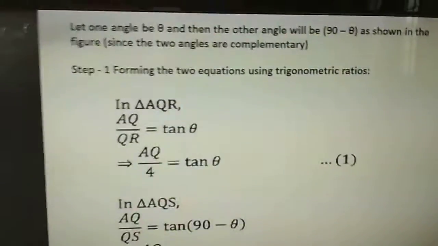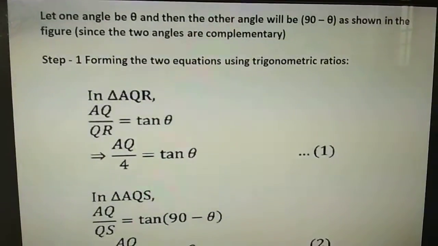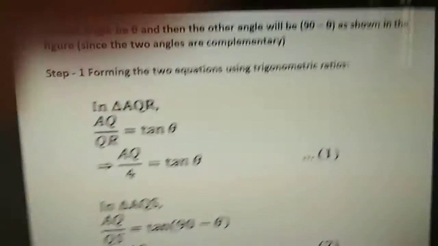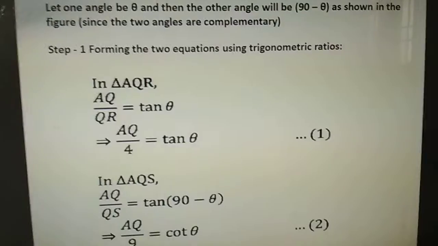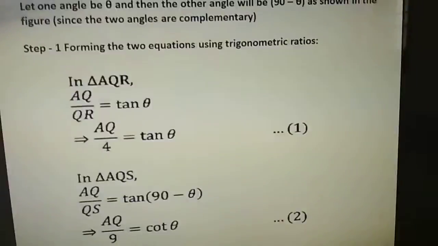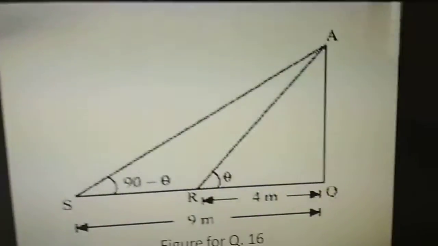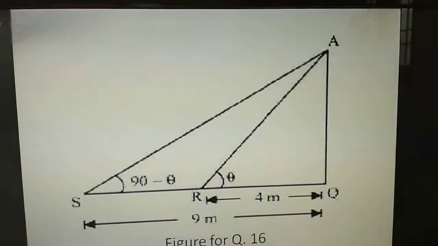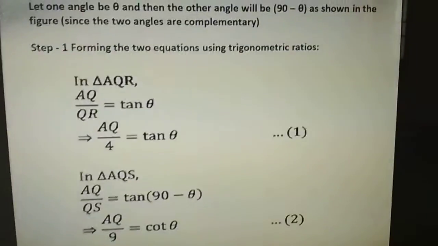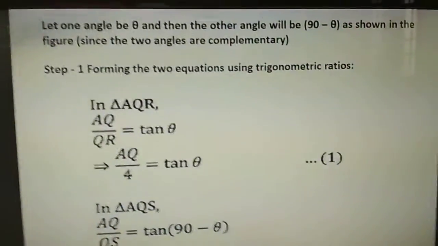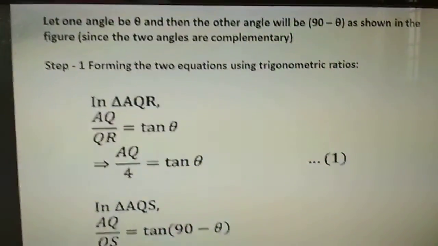Let us proceed to let the one angle be theta and the other angle will be 90 minus theta, as shown in the figure. You can see the figure now, theta and 90 minus theta. Now, the first step is to form two equations using the trigonometric ratios.